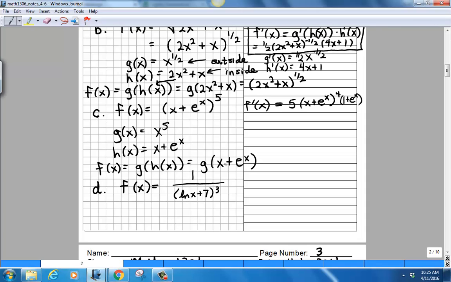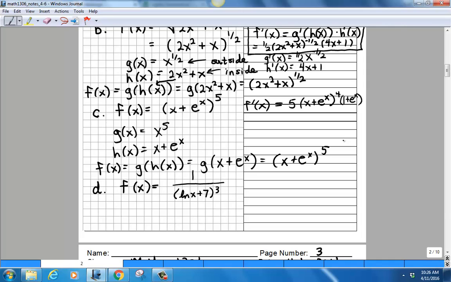And indeed, if you calculate the composition of these 2 functions, you'll see that's the right thing. G of h of x is g of x plus e to the x, so that's x plus e to the x raised to the 5th power. So there are the correct decomposition functions.